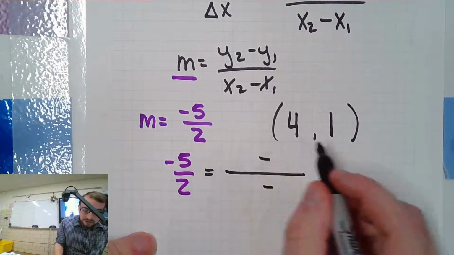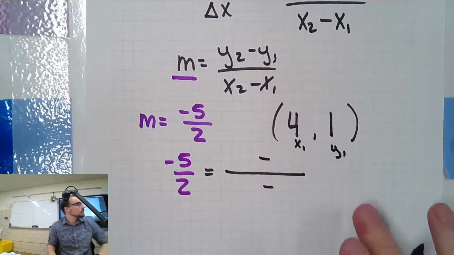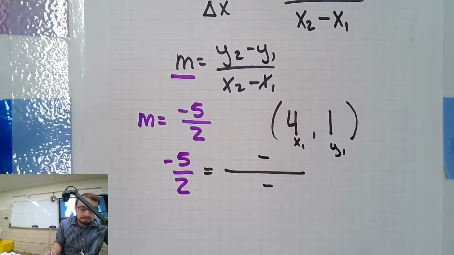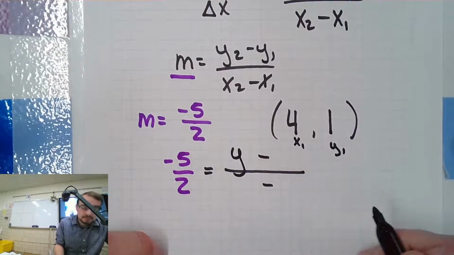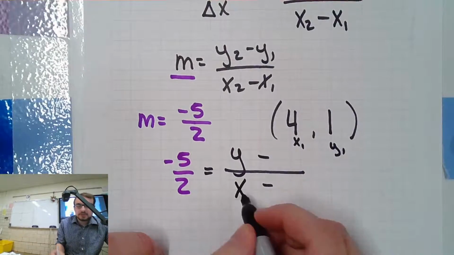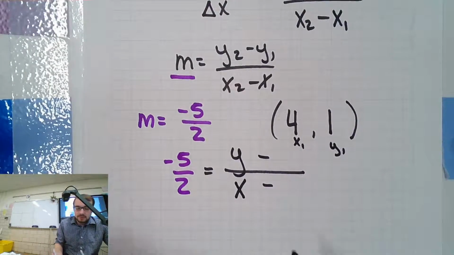Well, I don't know what y2 is. And I don't know what x2 is. So I'm just calling them y and x. What's my y1?